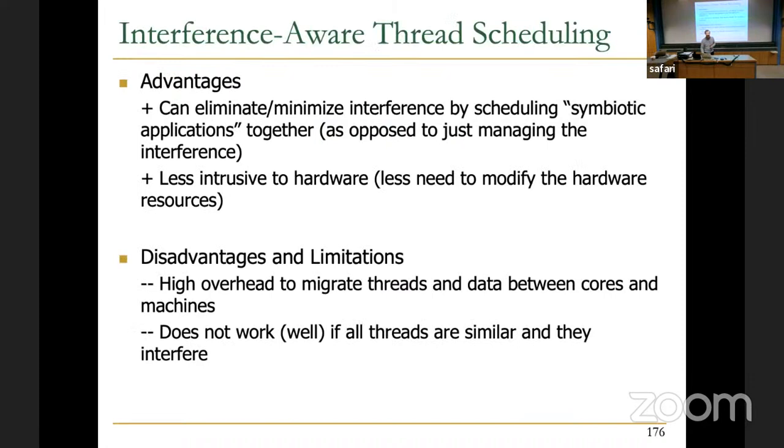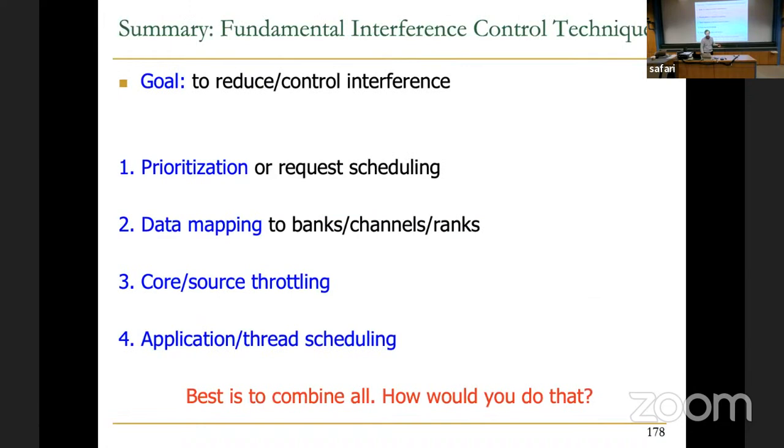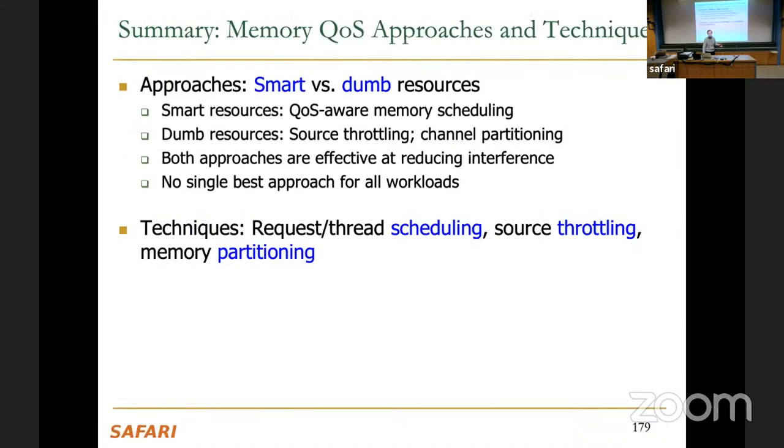Okay, so that brings me to the end. We've covered all of this. Best is actually to combine all in some way. How would you do that? This is still an open problem. We've covered a bunch of approaches. And I think the takeaway is that, like smart versus dumb resources, there is no single best approach, basically.